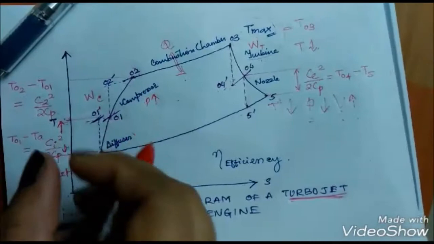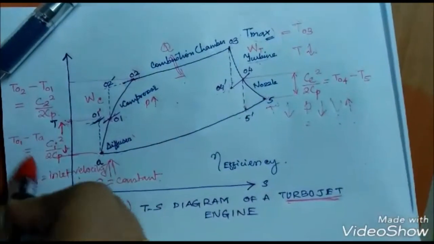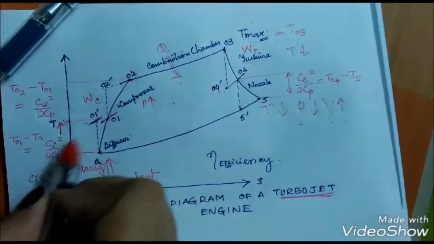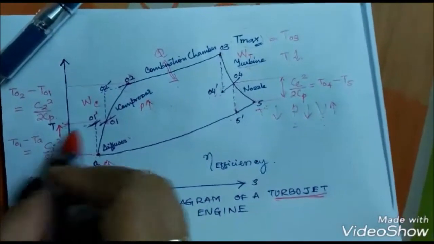So when there is a requirement, you can apply this value. T01 minus Ta, the value is Ci square by 2Cp.